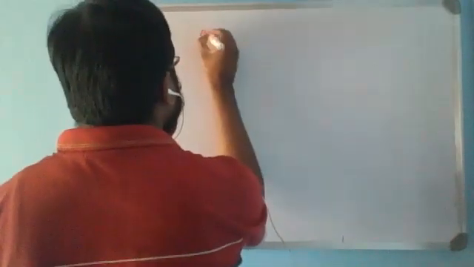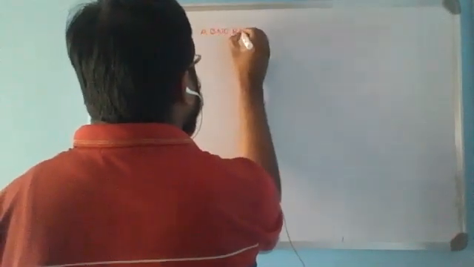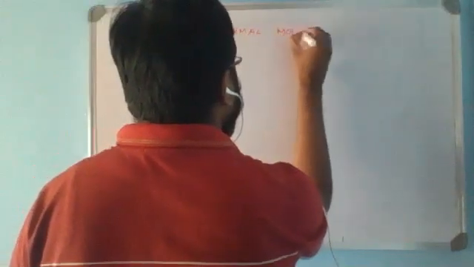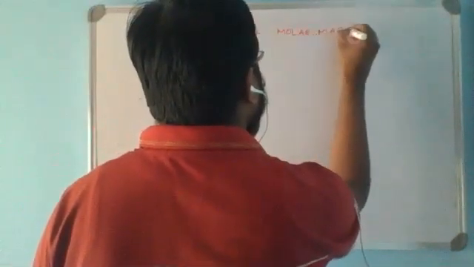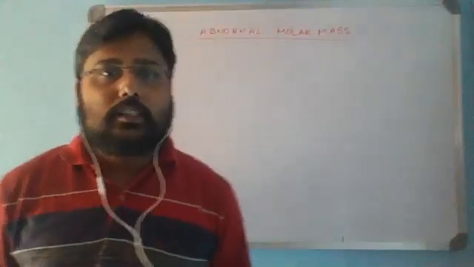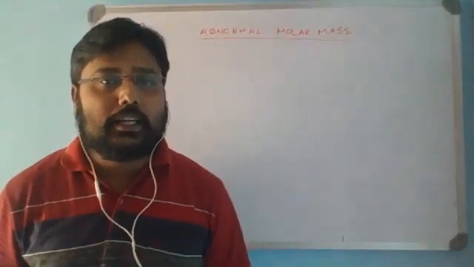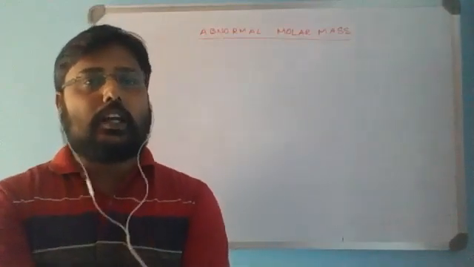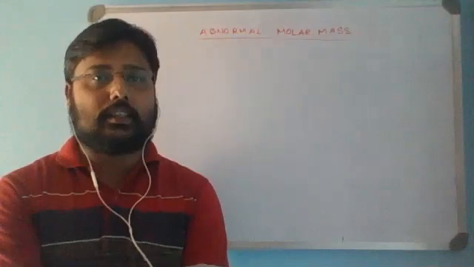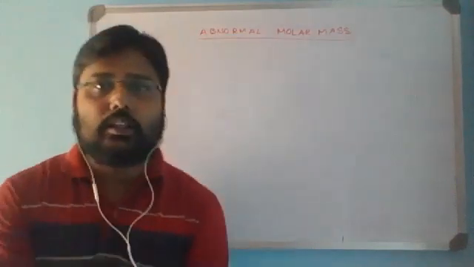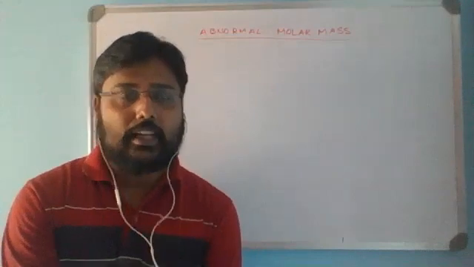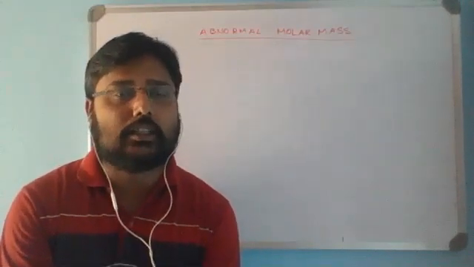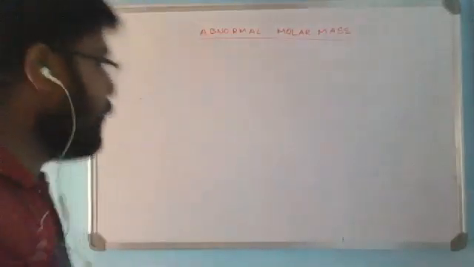Now our last concept is abnormal molar mass. As the name indicates, abnormal molar mass refers to the normal molar mass not being maintained in the solution. So it's not for all the solutes. The solutes which undergo association or dissociation in the solution, for such kind of solute, the normal molar mass is not maintained. Hence, abnormal molar masses of the solute in the solution.